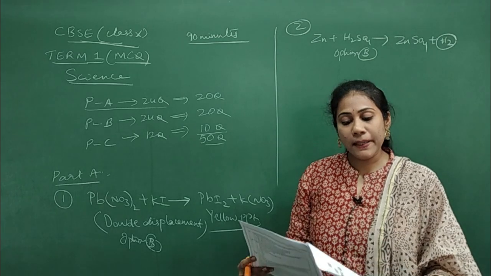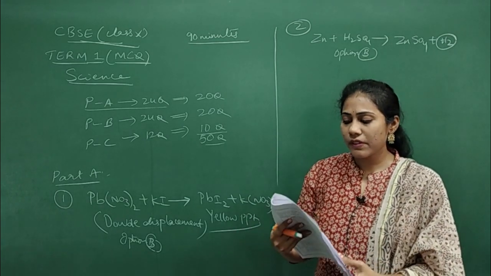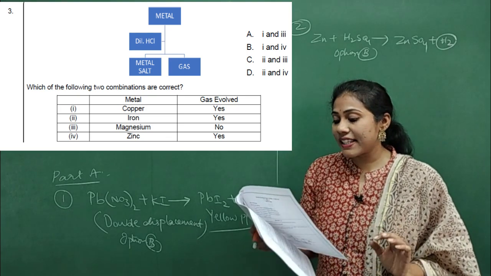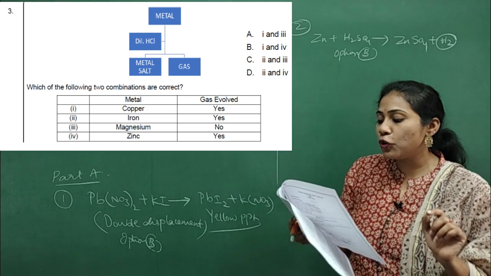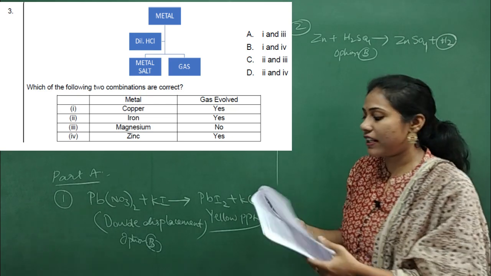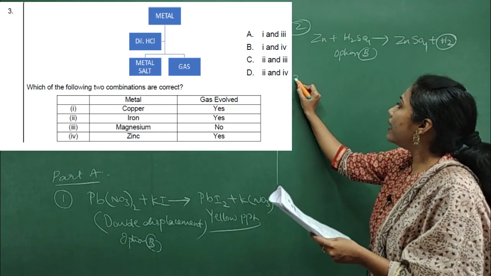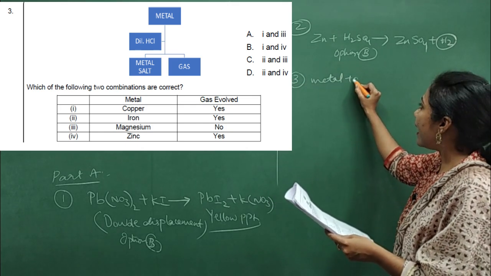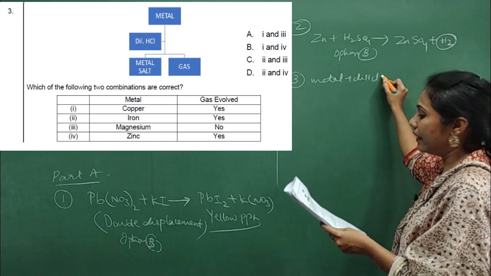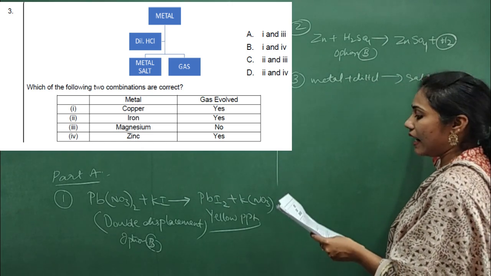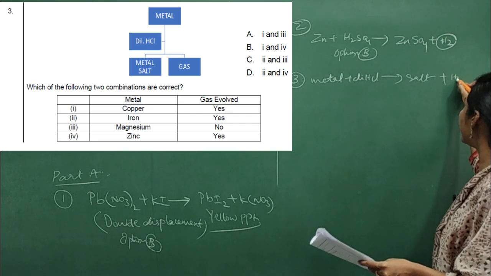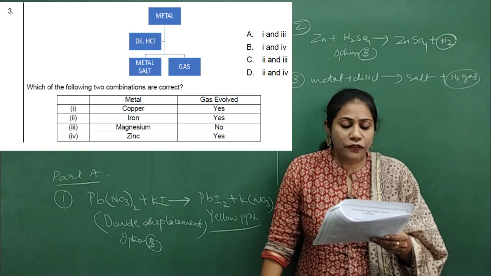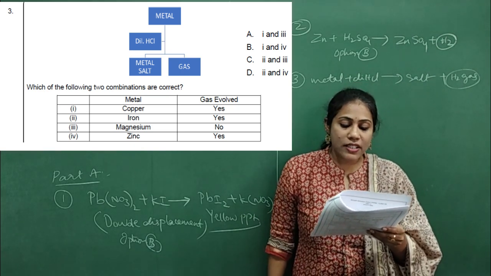Coming to question number 3. They gave a flow chart in the question, and they are asking which of the following two combinations are correct. Usually in the flow chart you can observe that when a metal reacts with dilute HCl, definitely you will get some salt plus gas, that is hydrogen gas. Okay, the gas we know, it is hydrogen gas. Which of the following two combinations are correct?